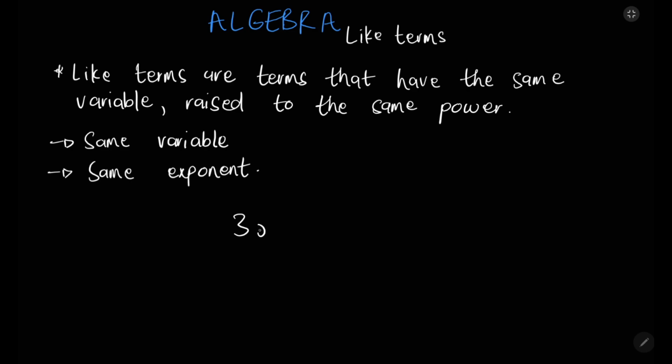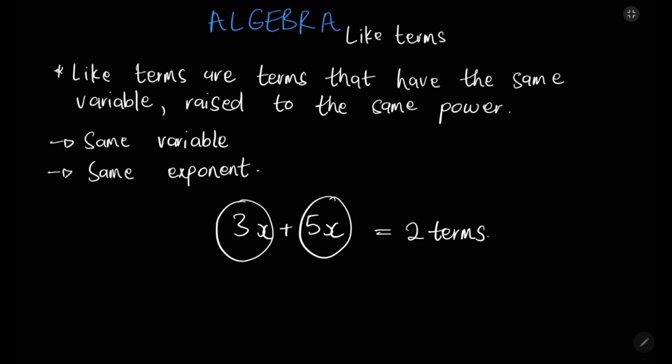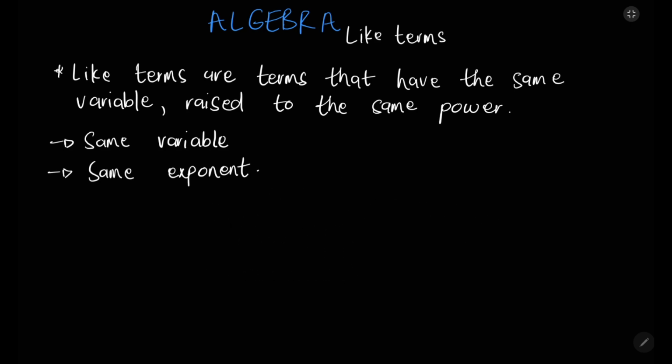But before I teach you like terms, remember I told you that you should be able to count how many terms you have. If you have 3x plus 5x, how many terms do you have? You have 1, 2. So you have 2 terms here. I told you guys this in the previous lessons. So let's try a few examples.